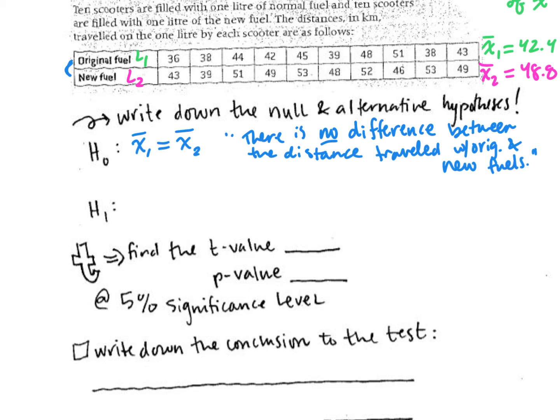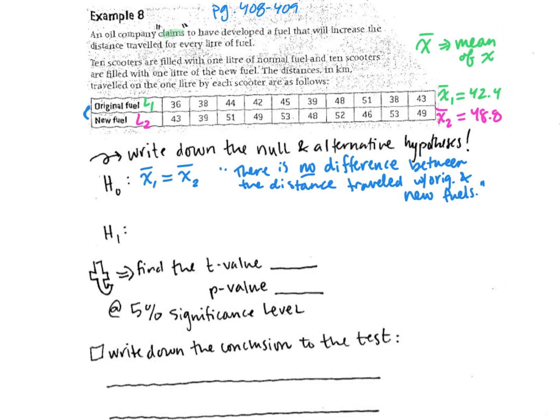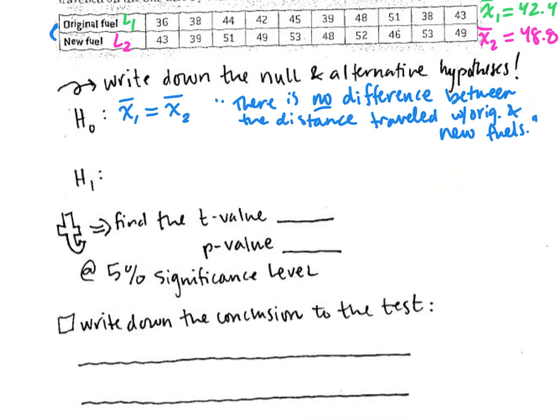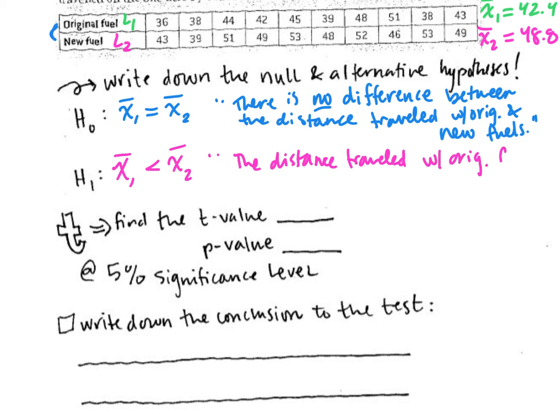So the second one, because, does it tell you? Oh, I'm going to add a note. So the alternative is that they're not equal. So in words, the distance traveled with the original fuel is less than the new fuel. So again, I'm comparing two things.